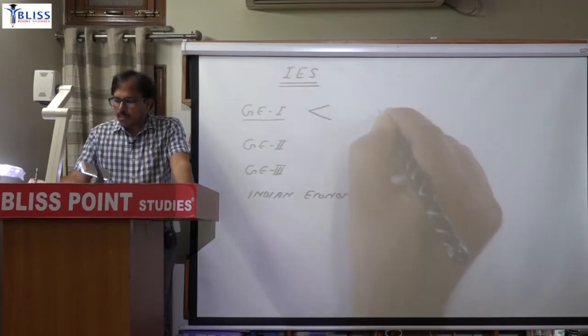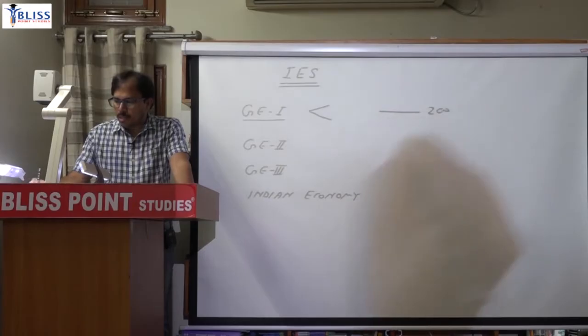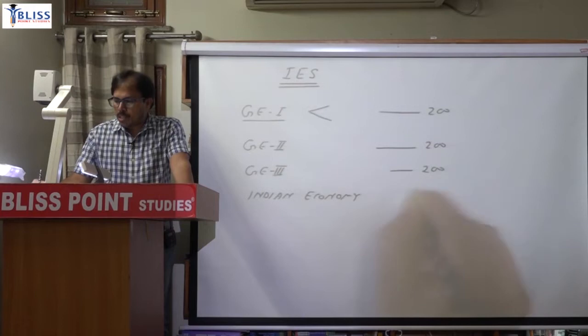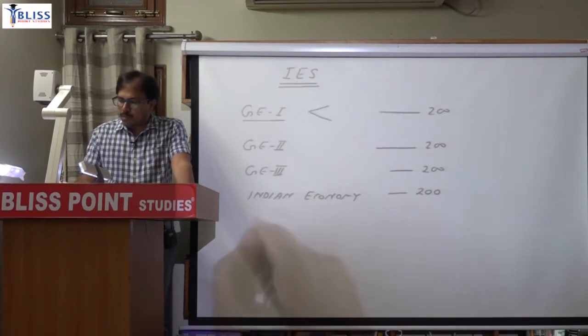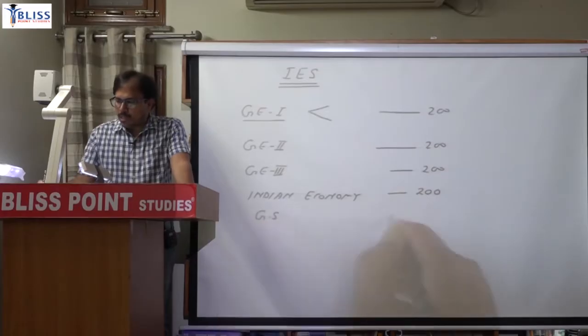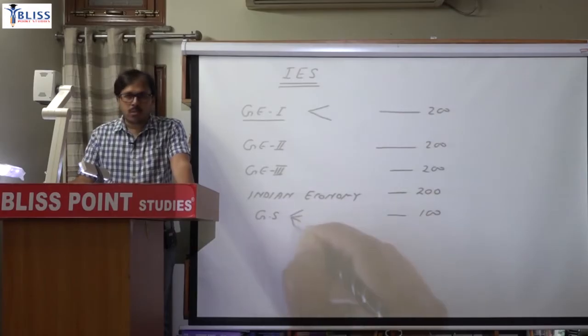Each paper will be of 200 marks. So 200 marks for General Economics 1, 200 marks for General Economics 2, 200 marks for General Economics 3, and 200 marks for Indian Economy. Apart from that, there will be a General Studies paper of 100 marks. This General Studies paper will have four types of questions. One set will be on current economy, another on polity, third on geography, and fourth on history. So history, polity, geography and economy.